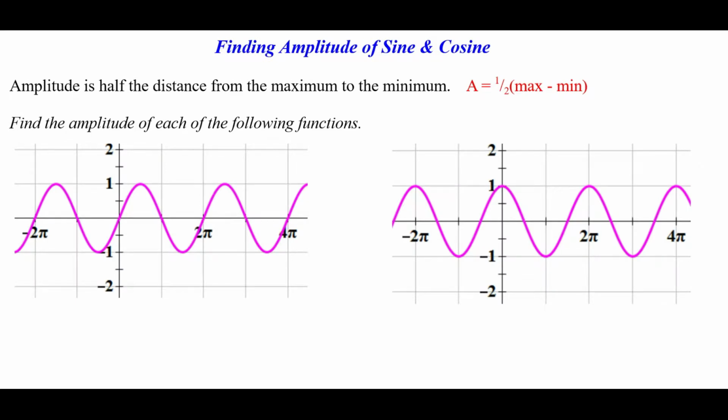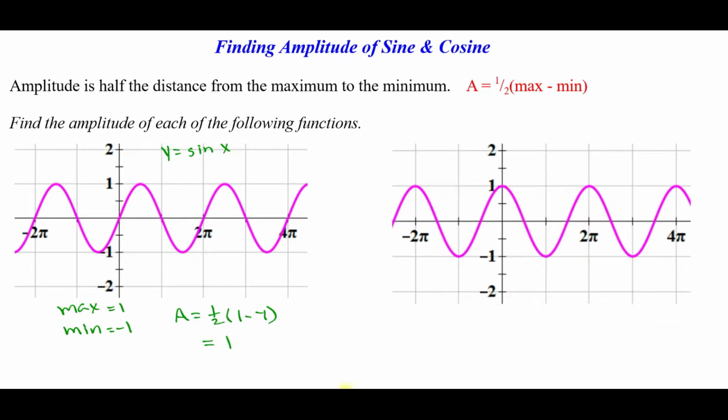Okay, so we also want to be able to find the amplitude of a function. The amplitude is a little bit easier to find. It's just 1/2 of the maximum minus the minimum. So this first graph here that we're looking at is the graph of y equals the sine of x. Its maximum value is 1. Its minimum value is -1. So my amplitude is 1/2 of 1 minus -1, which would be 1/2 of 2, which is 1.